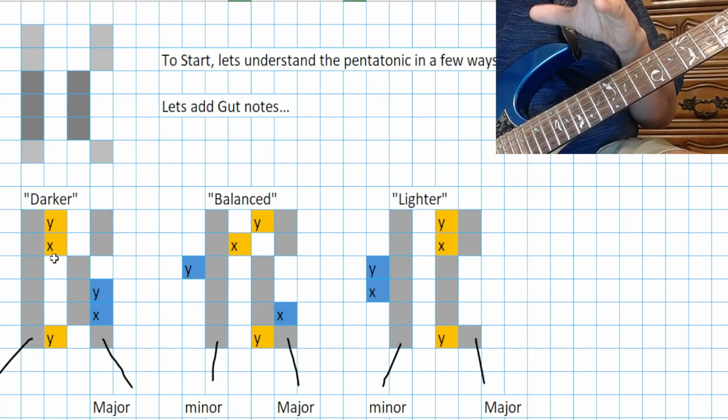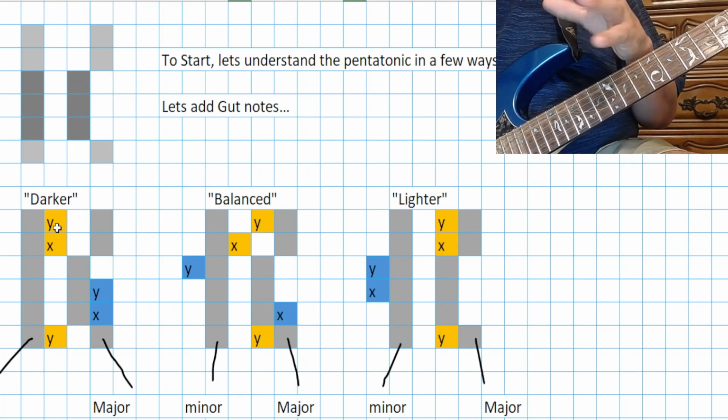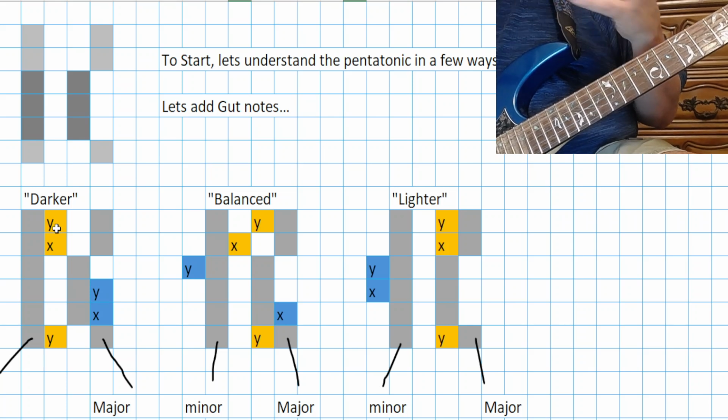Now don't get too excited. Modal playing is cool, and you can practice with modal backing tracks and learn to play with intention.